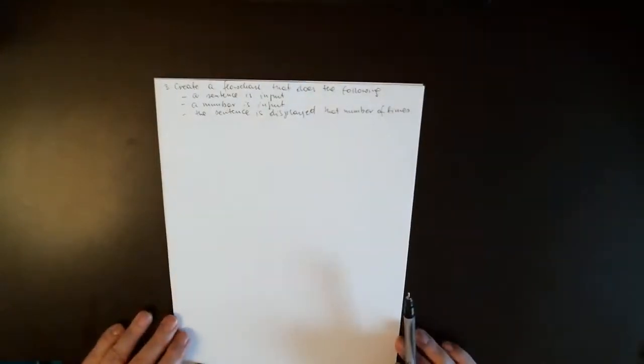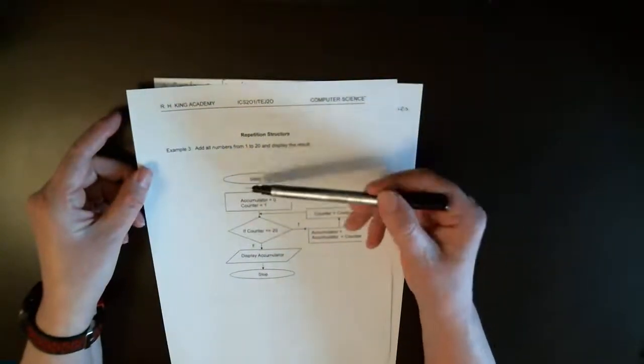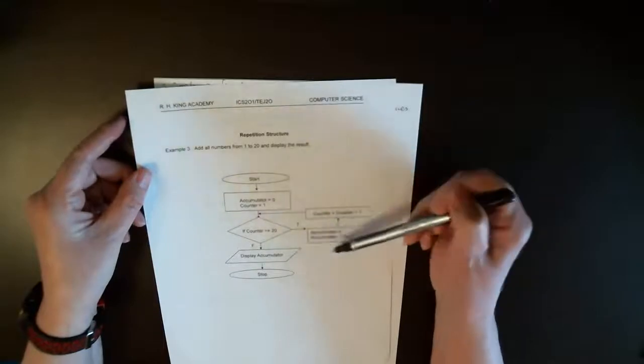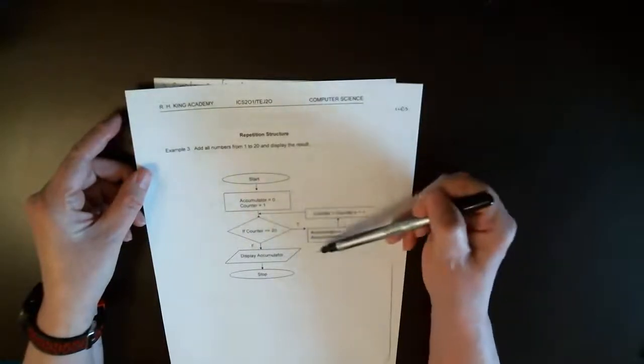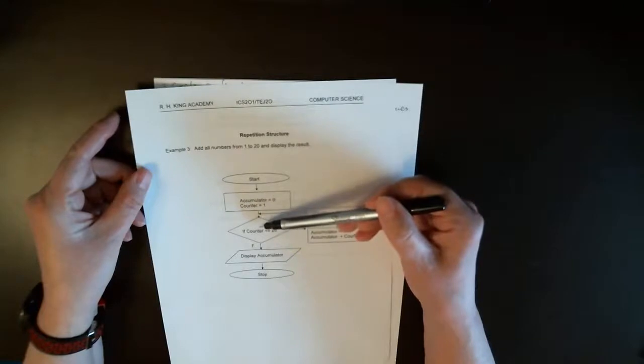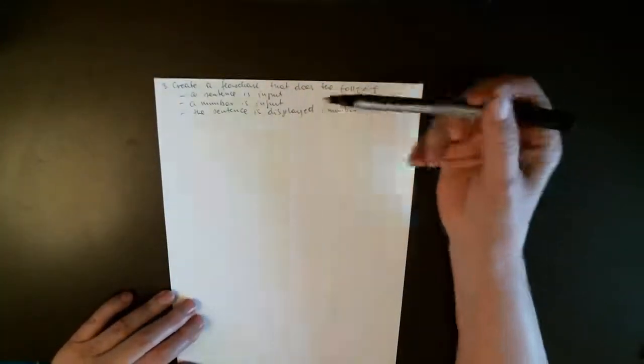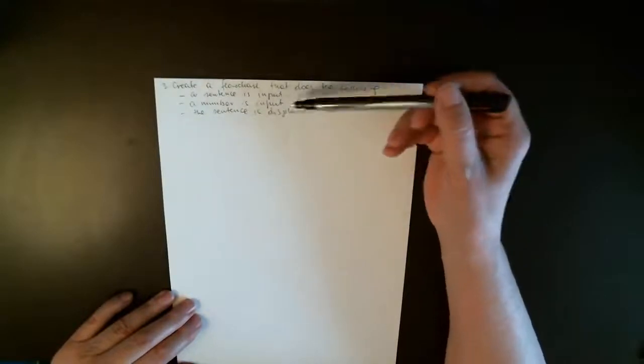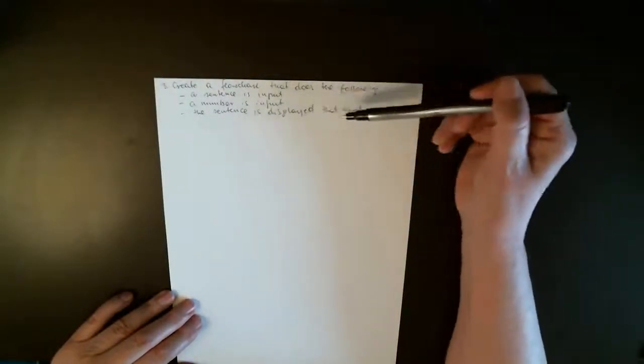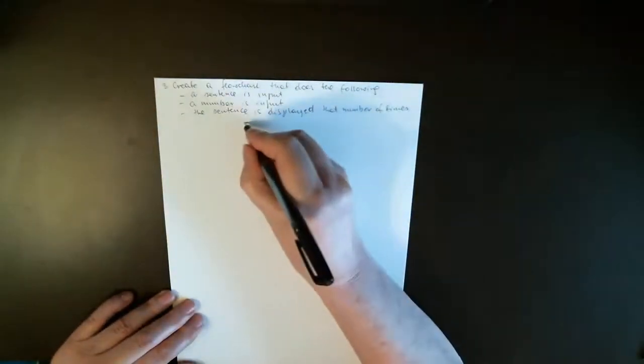Oh, this is going to be a loop. Yeah, that's the loop, the repetition structure. When we do something and we repeat and we repeat and we repeat till the question becomes false and then we come out. So let's look at the example. In our example, create a flowchart that does the following. A sentence is input, a number is input, and the sentence is displayed that number of times. All right, let's go for it. Let's start.